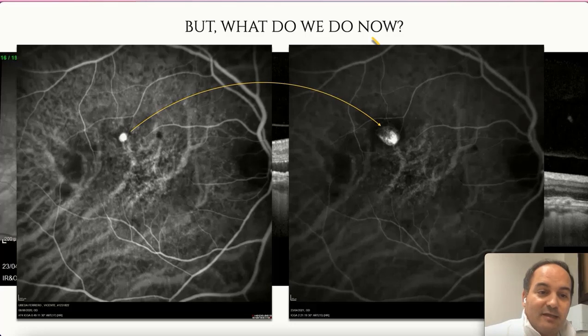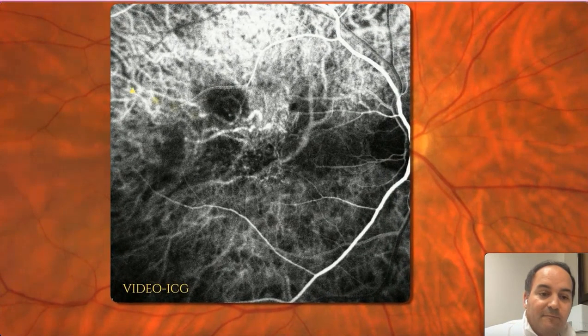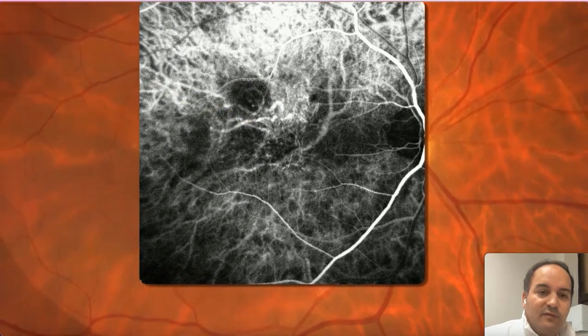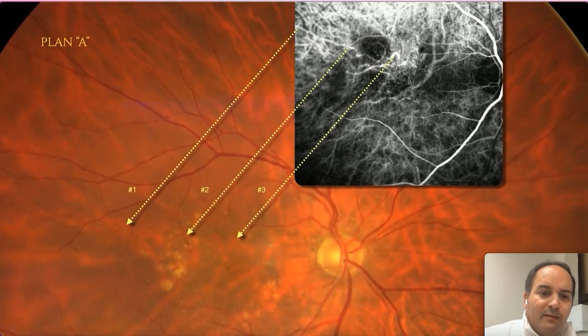So this is what brought us to this Nabila's webinar. Well, we repeated the ICG in this case, and we confirmed that the polyp was quite bigger than a few months before these 6 intravitreal injections of anti-VEGF. We recorded the video ICG. We were trying to focus on the feeding vessel of this polyp, but I found it quite difficult to see the feeding vessel in this case.